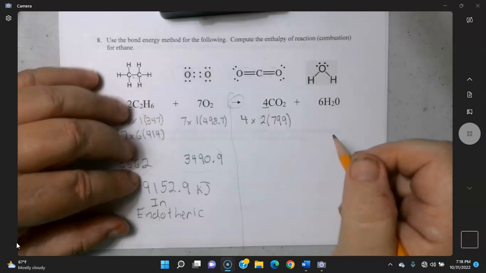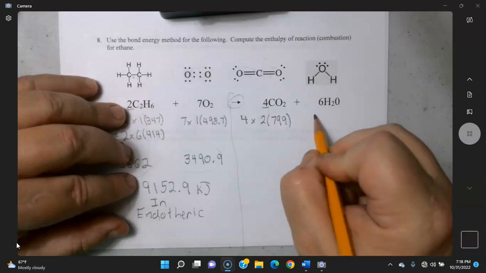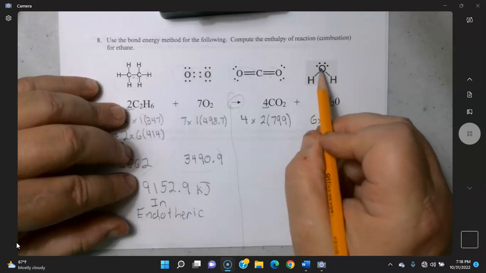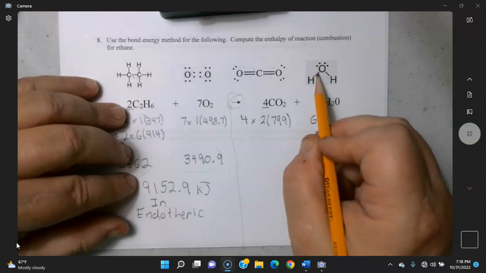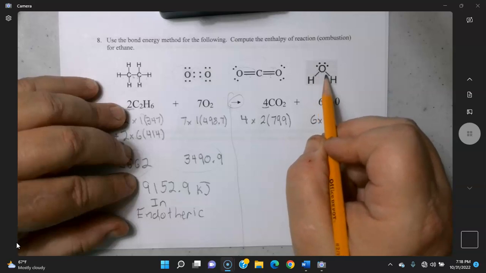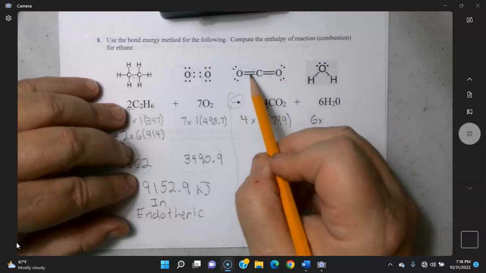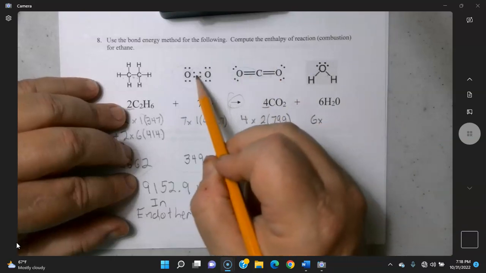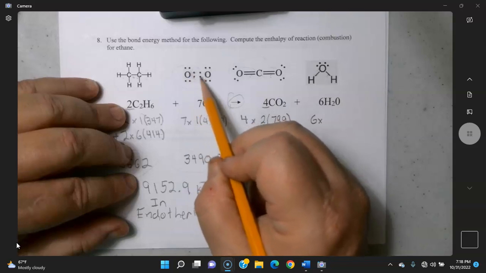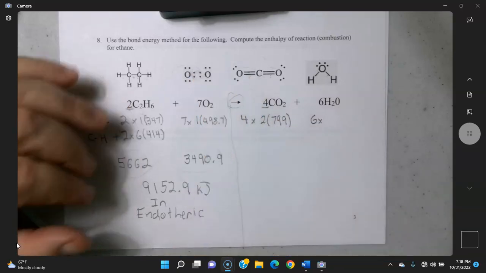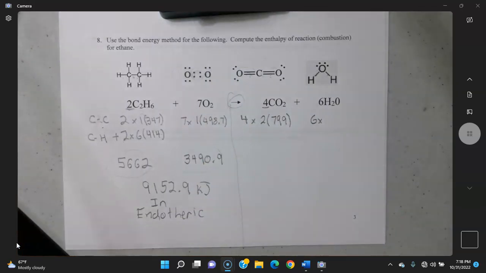Okay, now we're going to come over here to the water. We have 6 molecules, and each one has 2 hydrogen-oxygen single bonds. Again, remember what these lines mean. I should have mentioned it earlier. These represent 2 electrons. So in other words, these 2 lines are a double bond. So these 4 dots here, which are each electrons, are the same as these 2 lines right there. Just 2 different ways of representing the same thing.